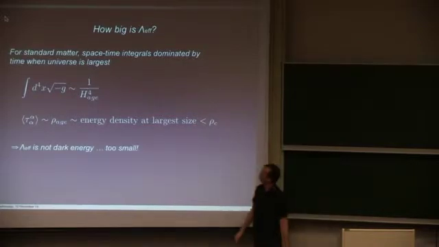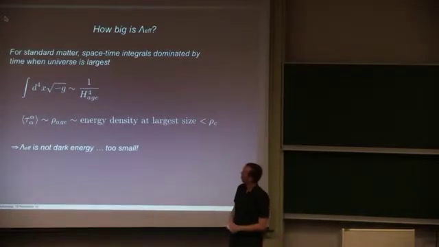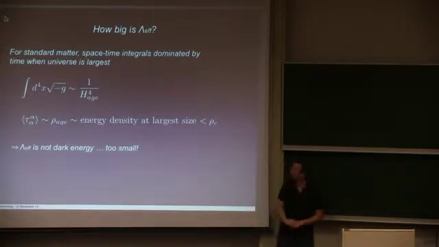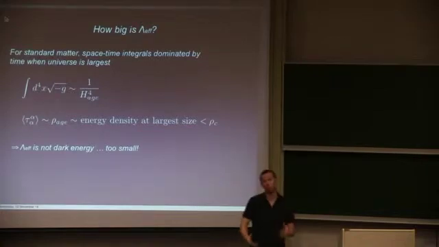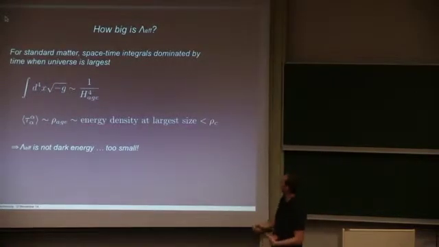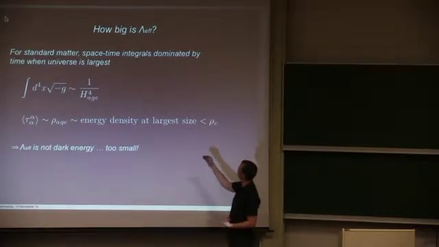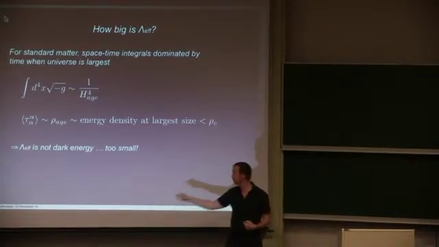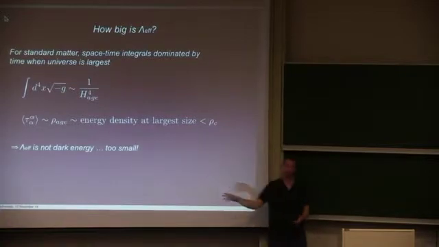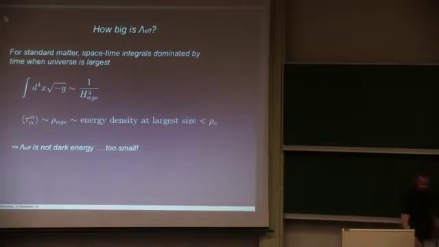So this trace of the energy momentum tensor, this average, will be roughly the energy density of the universe at its maximum size, which is of course less than the energy density today. So this lambda effective is less than the dark energy scale. So this cannot be dark energy. It's too small. But that's not a bad thing necessarily, right?